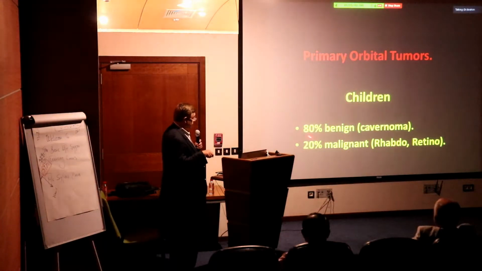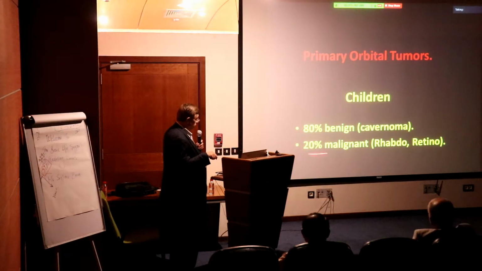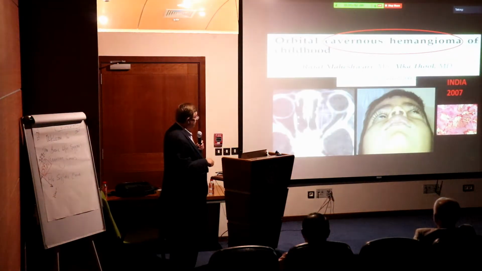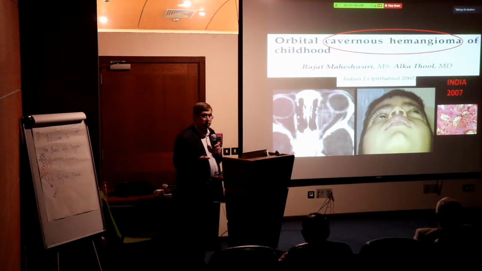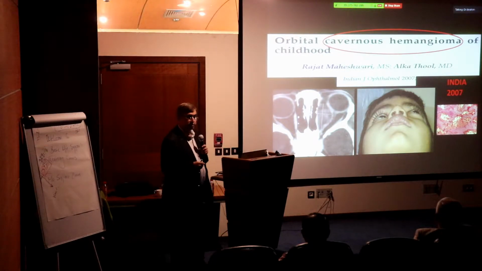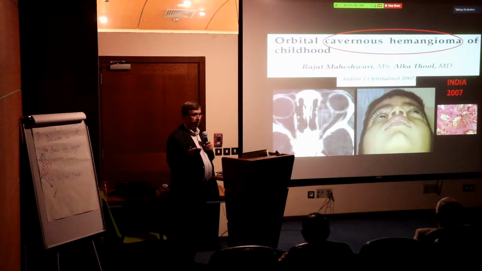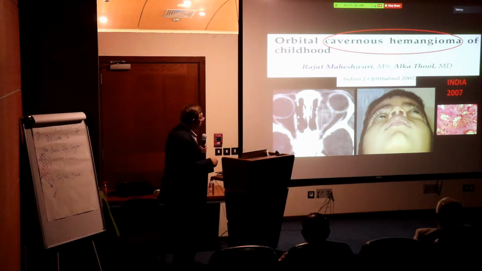So in children, 80% are benign, 20% are malignant. One case was published in the Indian Ophthalmology Journal. Do we have an Arab Ophthalmology Journal? No, because we don't believe in research and papers. We just want to get money and do no research, know nothing about progressive medicine. India is very, very aggressive in their publications.